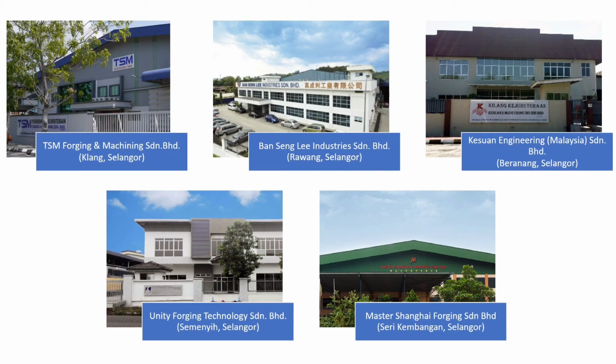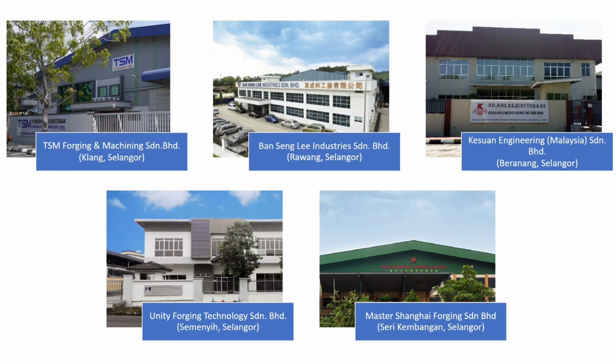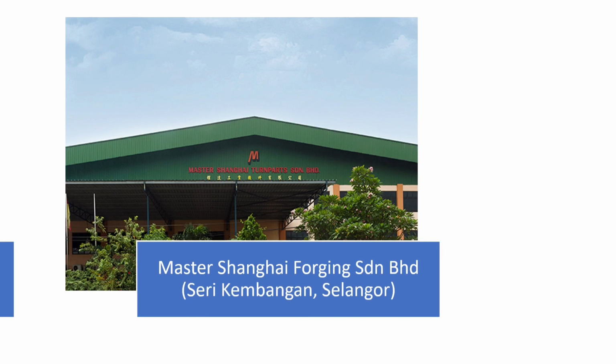Other than that is Unity Forging Technology Sdn Bhd, which is in Semenyih, Selangor. Unity Forging Technology makes a lot of precision shafts and pins. The last but not least is Master Shanghai Forging Sdn Bhd, which is in Seri Kembangan, Selangor. Master Shanghai Forging Sdn Bhd specializes in CNC forging and machining.